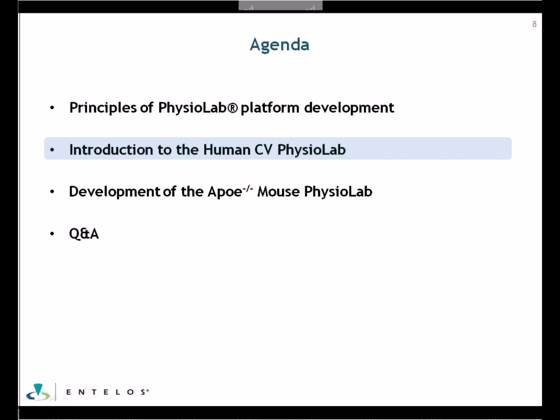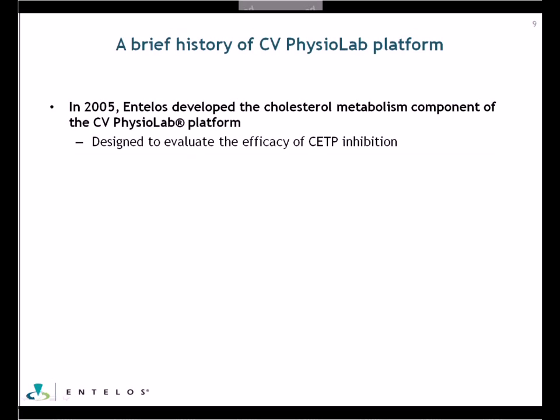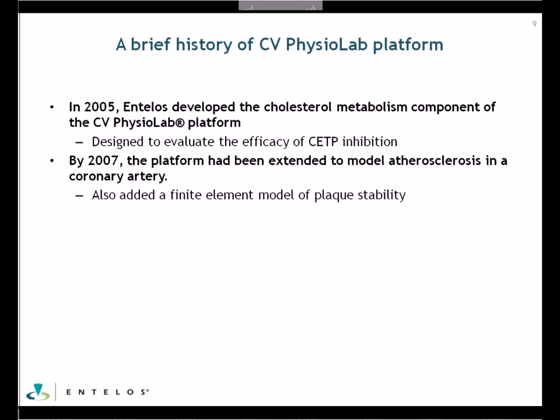So with that background in mind, let's dive a little deeper into the human cardiovascular Physiolab. The human CV Physiolab actually has quite a long history at Entelos. The platform was initiated in 2005 when we built a model to describe the dynamics of cholesterol metabolism with the objective of evaluating the efficacy of CETP inhibitors for altering lipid profiles. We continued to add to the model, and by 2007, we had an extended platform that includes the description of atherosclerosis, or plaque development, in the human coronary artery.